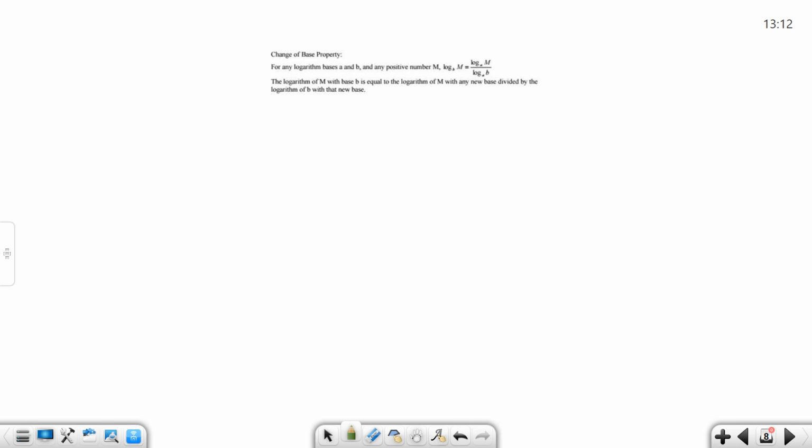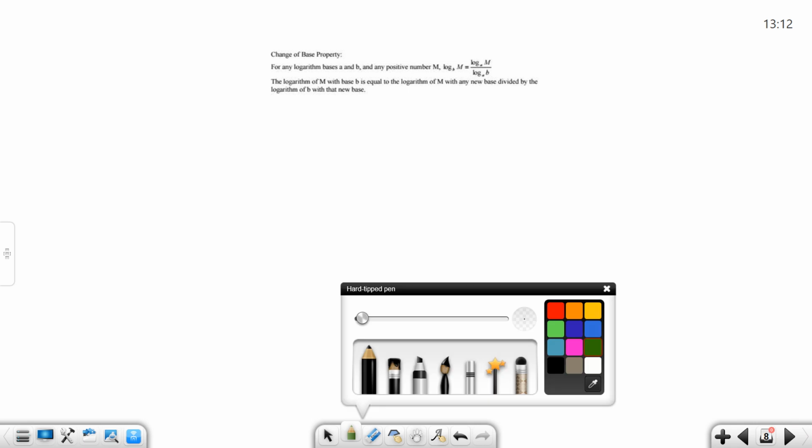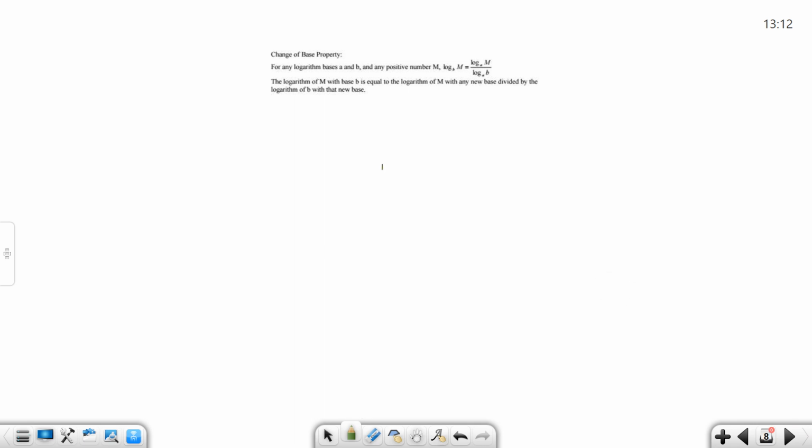The last thing that you have here is called your change of base property. And your change of base property, it looks really bad. It's actually much easier to do than the theorem states, or than the property states.